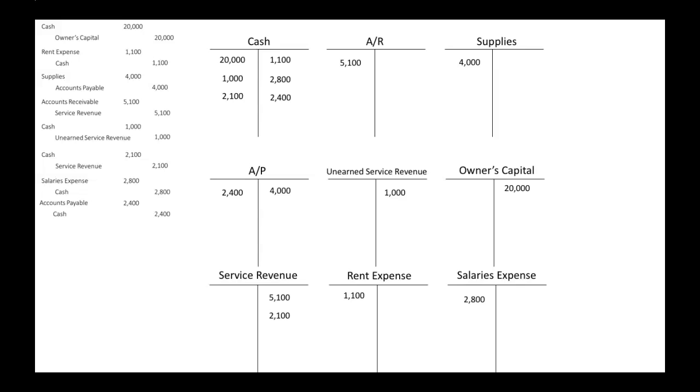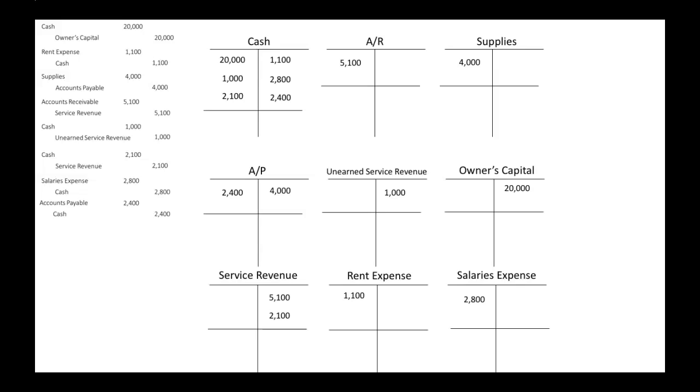So now we've posted all of our entries into these T accounts. Now that we've done that, we can find the balances in each of these accounts. Now, you'll notice a lot of them, the accounts receivable, supplies, owner's capital, all have just one single entry in them. So finding their balances will be really simple because we just take the one entry that we had. But something like cash is going to be a little bit trickier. So we have 6 different entries that affected cash.